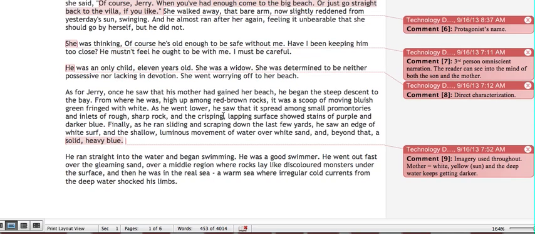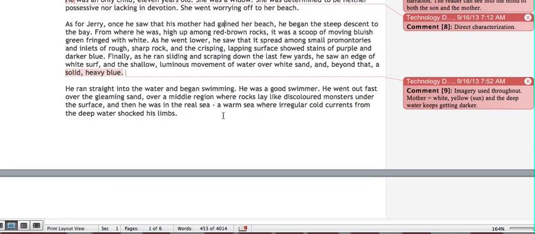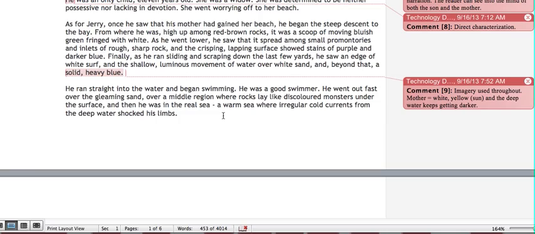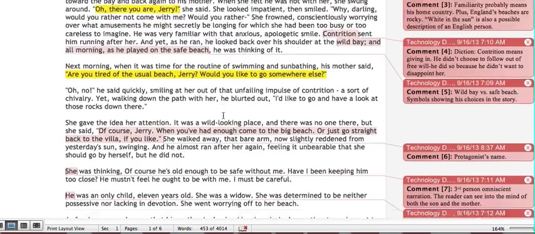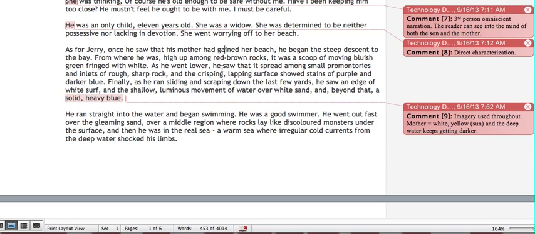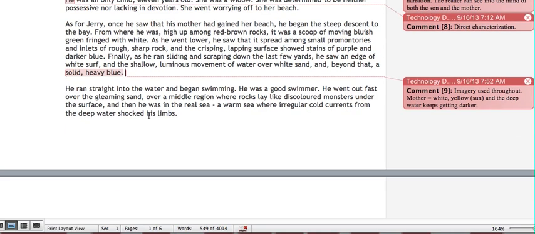And I kind of continue with this until I start to see a wave of imagery coming at us. We get to see a lot of color imagery. We've got the whites of her arms that happen very early on. Then we get into the colors of his mother as she's walking away. Lapping surface showed stains of purple and darker blue. And beyond that is solid heavy blue.